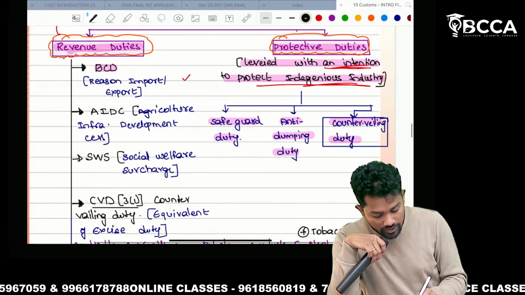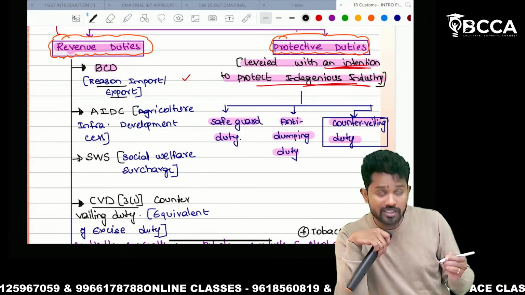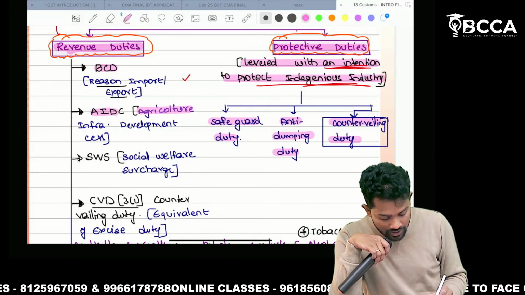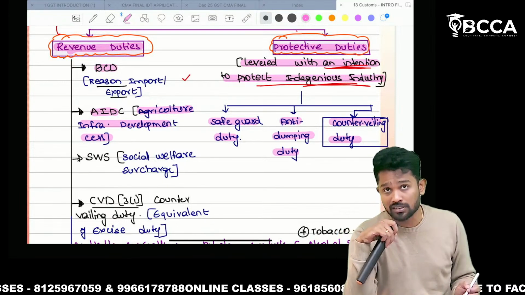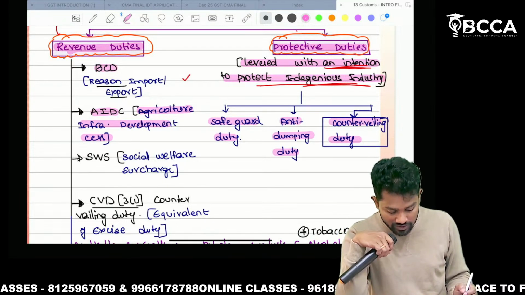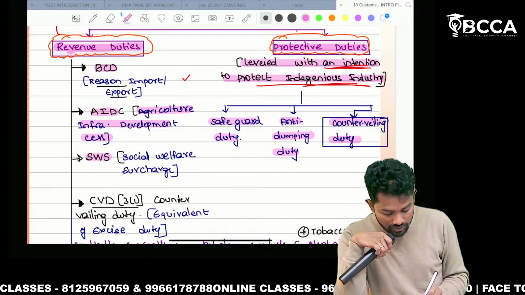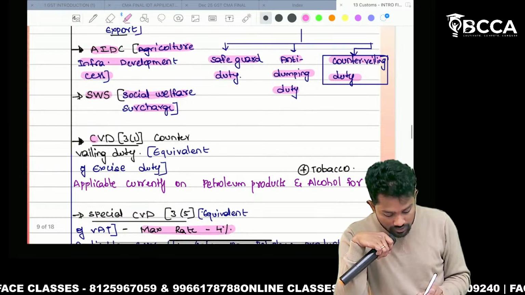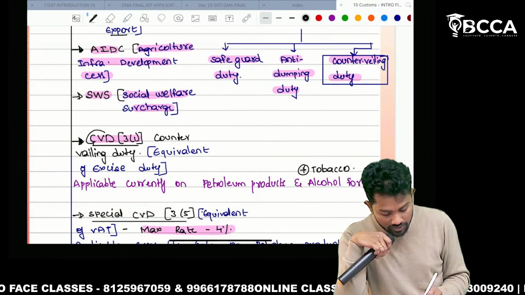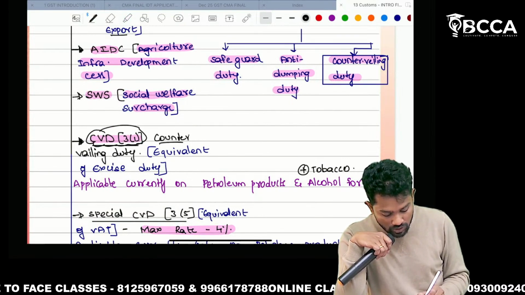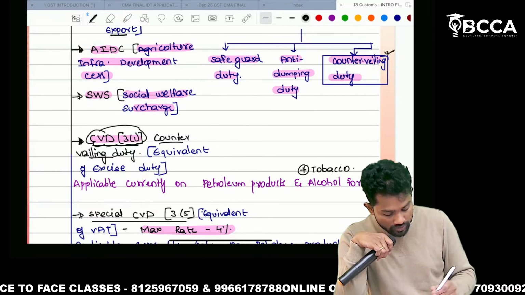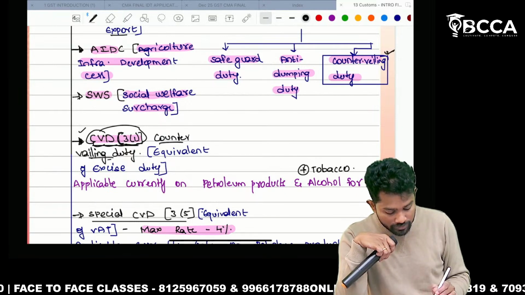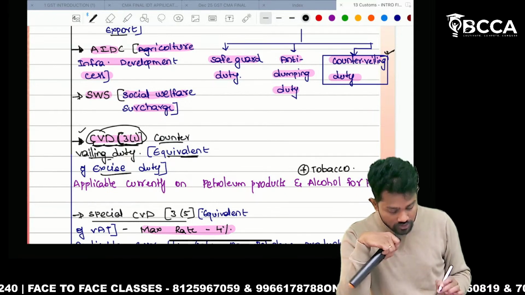BCD. The reason for levying BCD is the major import or export. And then there is AIDC, Agriculture Infrastructure Development Cess. And then SWS, Social Welfare Surcharge. And then CVD under section 3 subsection 1. This is called countervailing duty. Here there is one countervailing duty, here there is another countervailing duty. This is CVD under 3 subsection 1, which is the equivalent of excise duty.